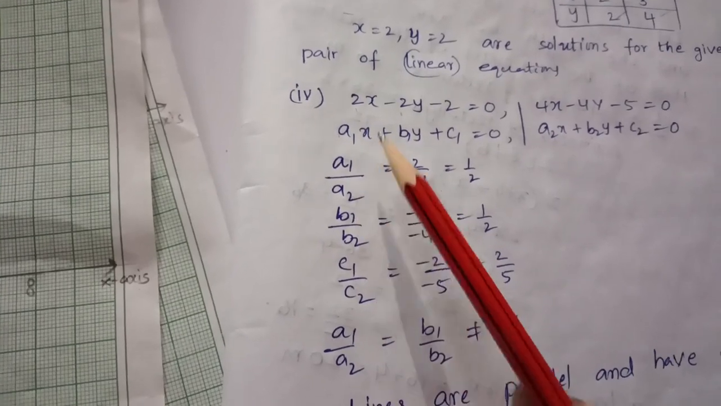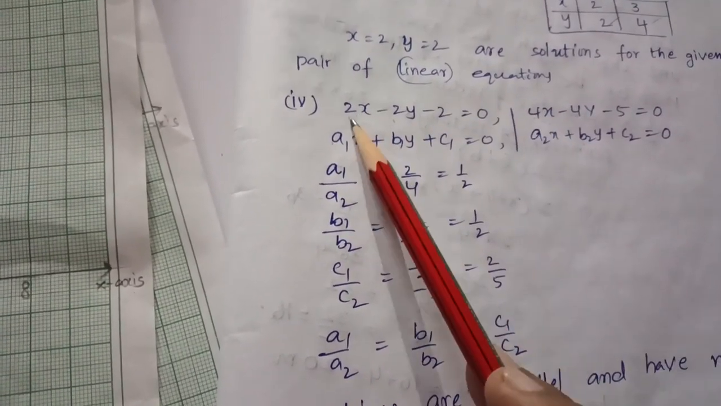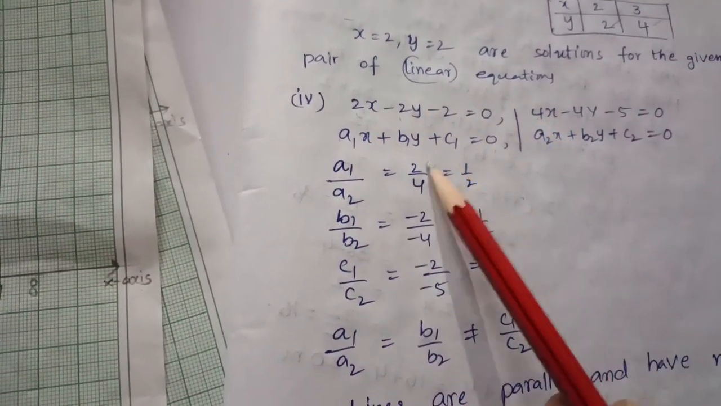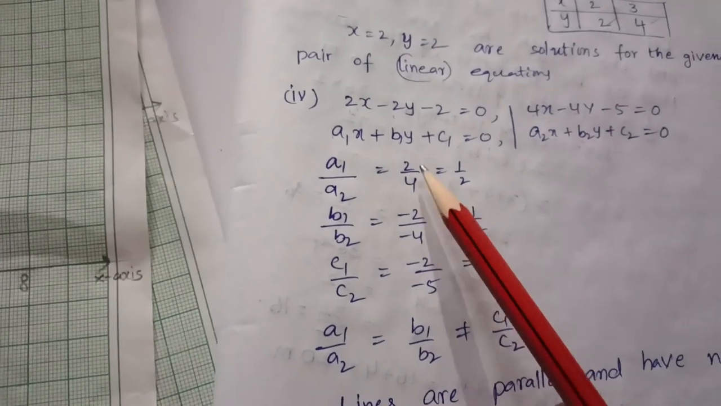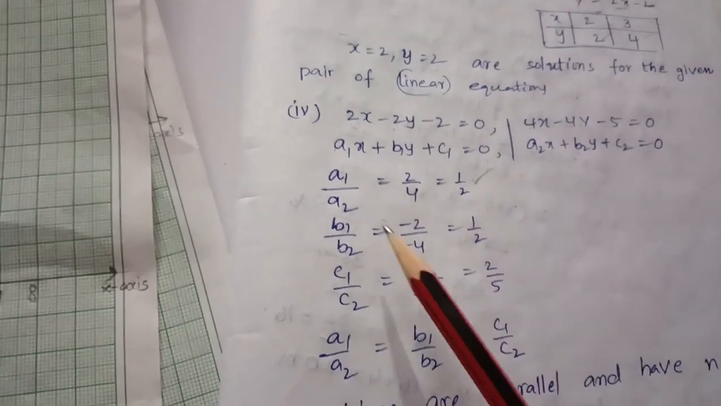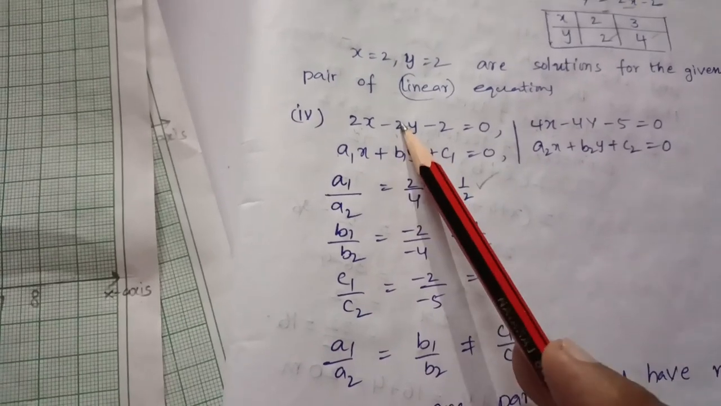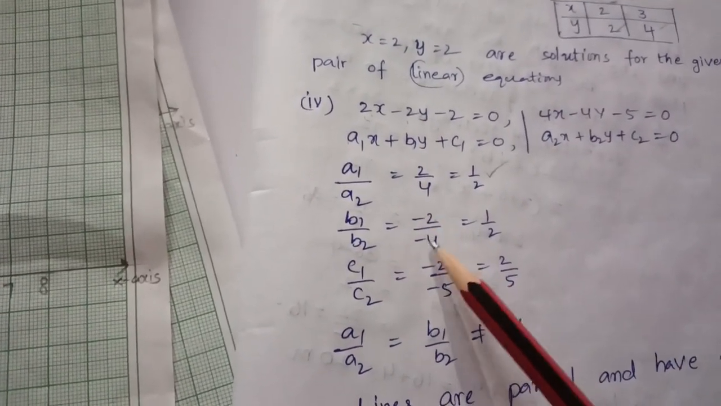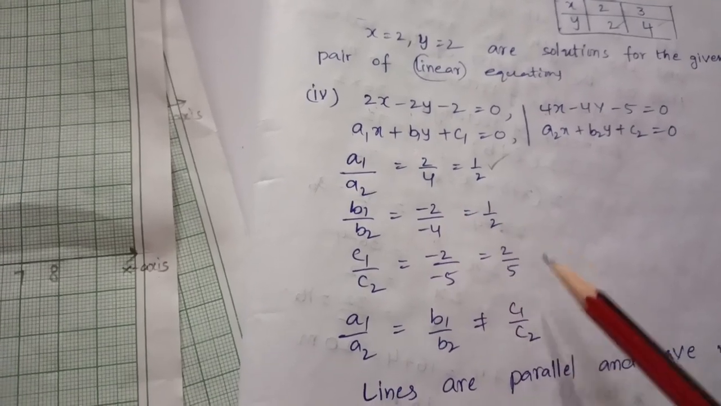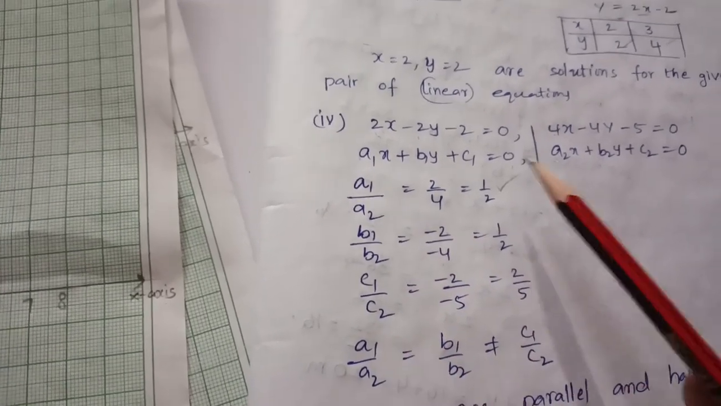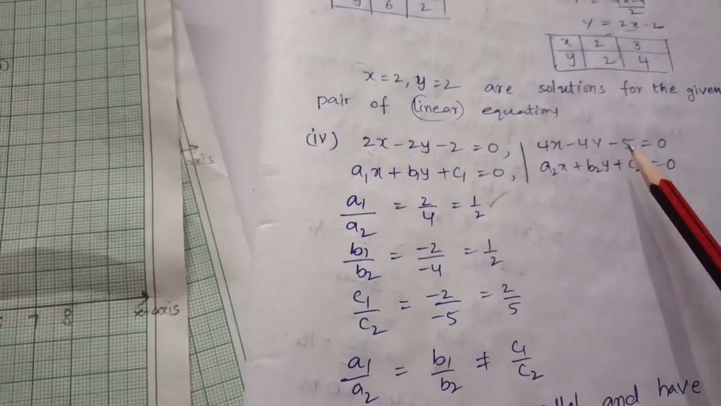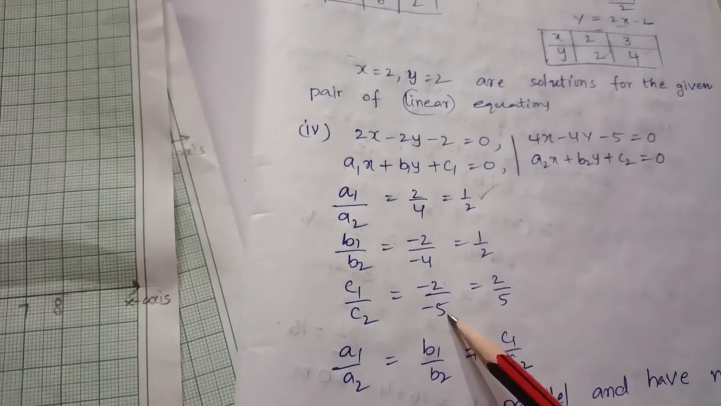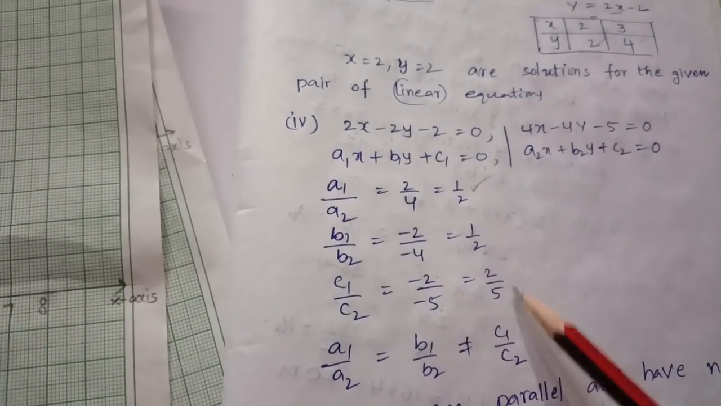First one, a1 by a2. 2 by 4. a1 is 2, a2 is 4. So 2 by 4, 2 ones are 2, 2 twos are 4, so 1 by 2. Next, b1 by b2. b1 is minus 2, b2 is minus 4. Minus 2 by minus 4. Minus minus cancel, 2 ones, 2 twos, so 1 by 2. Next, c1 by c2. c1 is minus 2, c2 is minus 5. Minus 2 by minus 5. Minus minus cancel, 2 by 5.